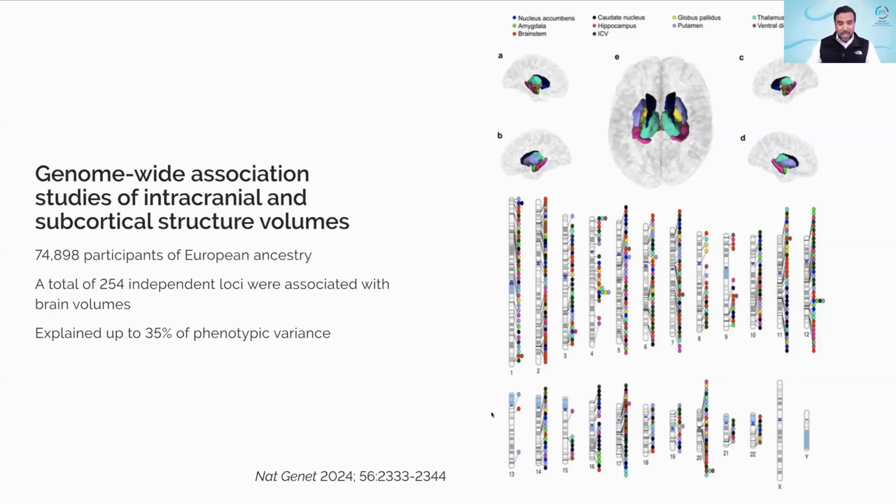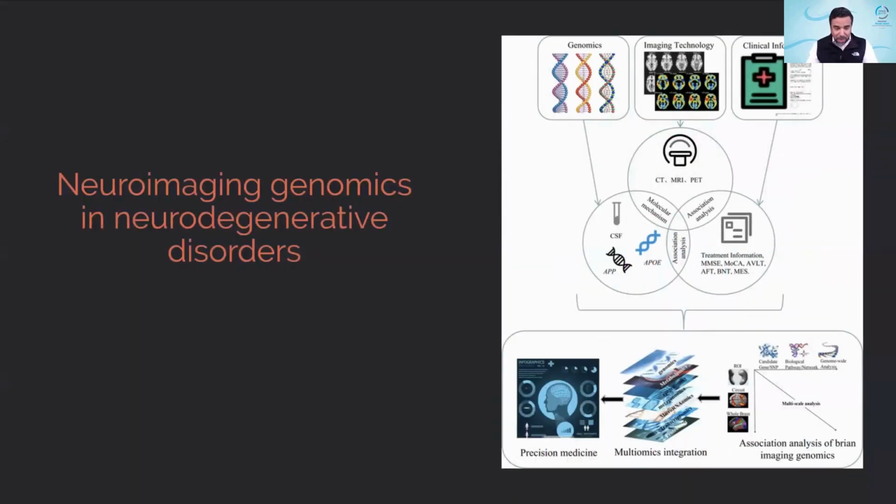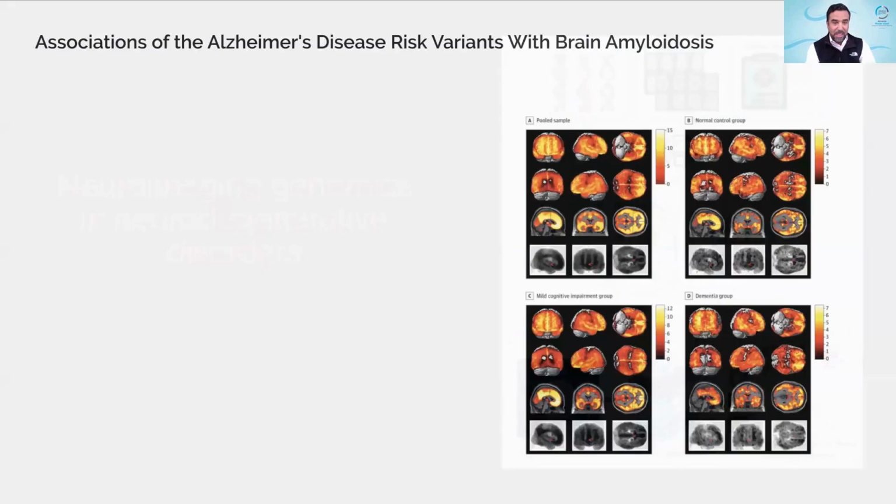So clearly, we can say that there is a genetic component to the imaging phenotypes. And the question is, how do we actually apply this in brain-related conditions, be it psychiatric or neurological conditions? So from my interest, obviously, I'm a neurologist and focusing on neurological conditions. I want to give an example of neuroimaging genomics that was applied in neurodegenerative disorders, specifically Alzheimer's disease.